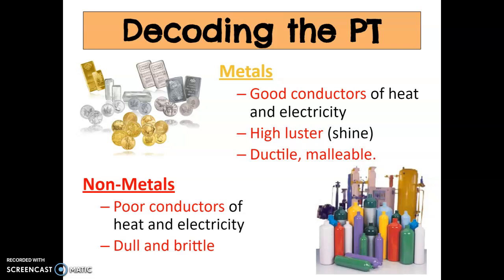So metals are good if you think about metal coins, copper wiring, all that good stuff. Those would be metals. Nonmetals are poor conductors of heat and electricity, and they tend to be dull and brittle. So this is going to be things like oxygen that we breathe in the atmosphere. We're not breathing in metal from oxygen. Oxygen is a nonmetal, typically existing as a gas.